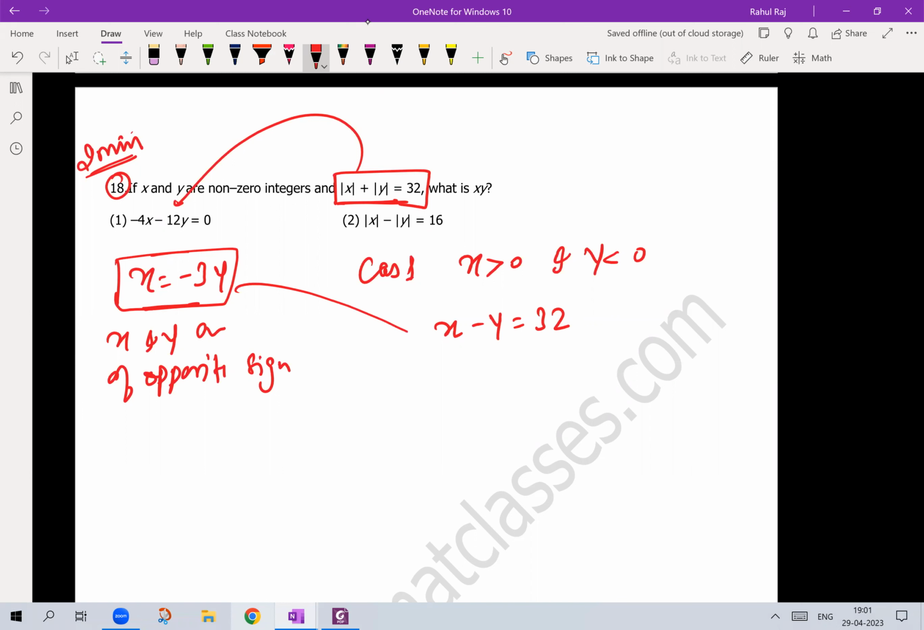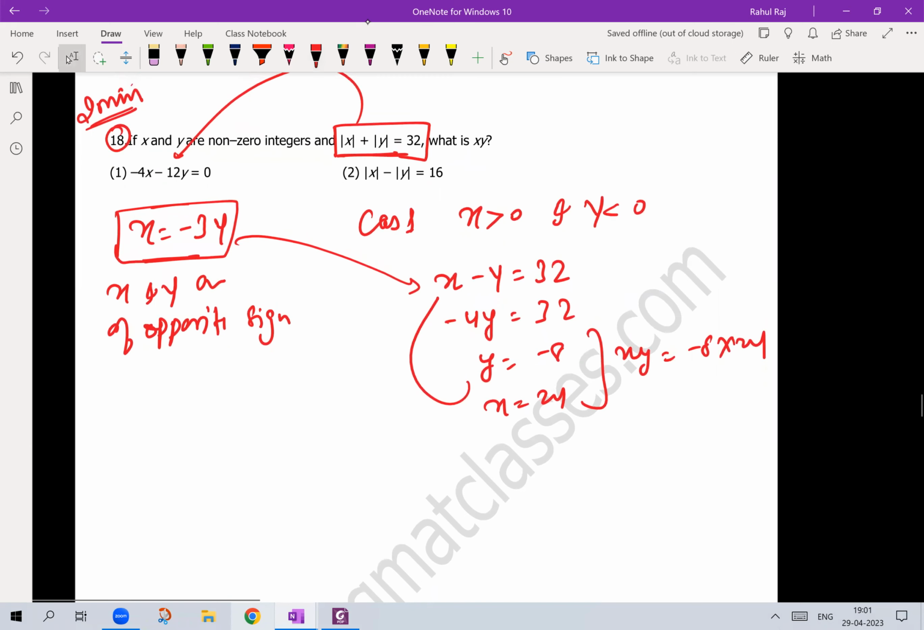I know that x is equal to negative 3y. Please keep the value over here. It becomes negative 4y, and this is equal to 32. So y is equal to what? Minus 8. If you place it over here, you will get x is equal to 24. xy is minus 8 into 24.